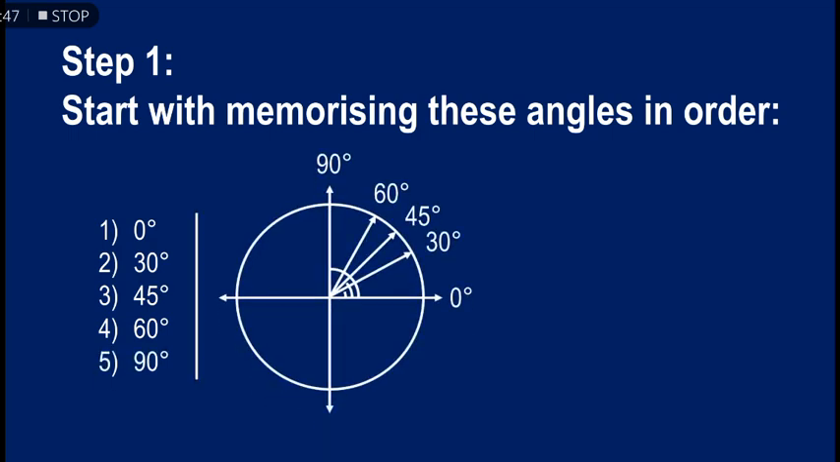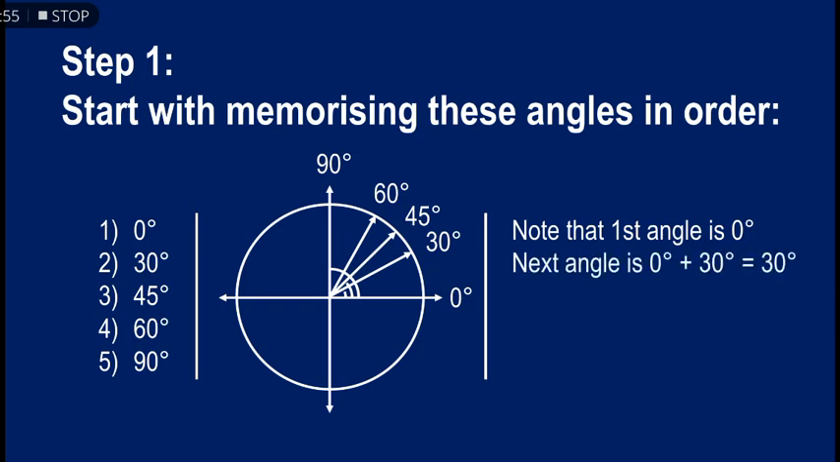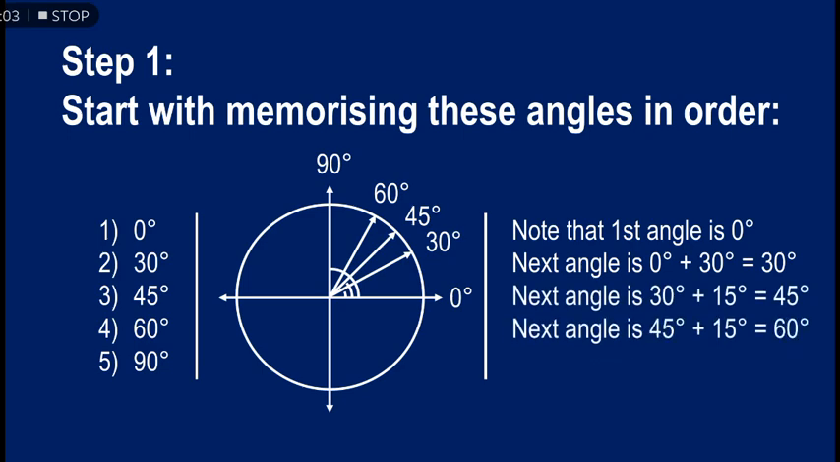The terminal rays of these angles could be seen in this figure. Note that first angle is 0 degree. Next angle is 0 degree plus 30 degrees, that is 30 degrees. Next angle is 30 degrees plus 15 degrees, that is 45 degrees. Next angle is 45 degrees plus 15 degrees, that is 60 degrees. And next angle is 60 degrees plus 30 degrees, that is equal to 90 degrees.